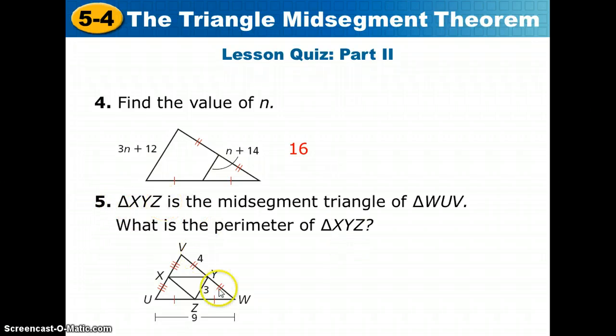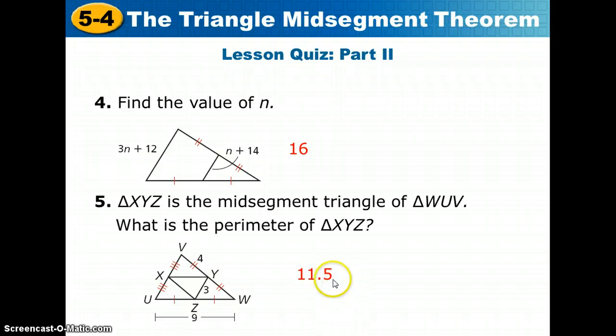Number 5, if you're given triangle XYZ is the midsegment triangle, we should be able to find the perimeter using these values. So what you need to do is find XY and XZ using these measurements here, and then add up all three sides to find your perimeter. If you need more time, pause the video.